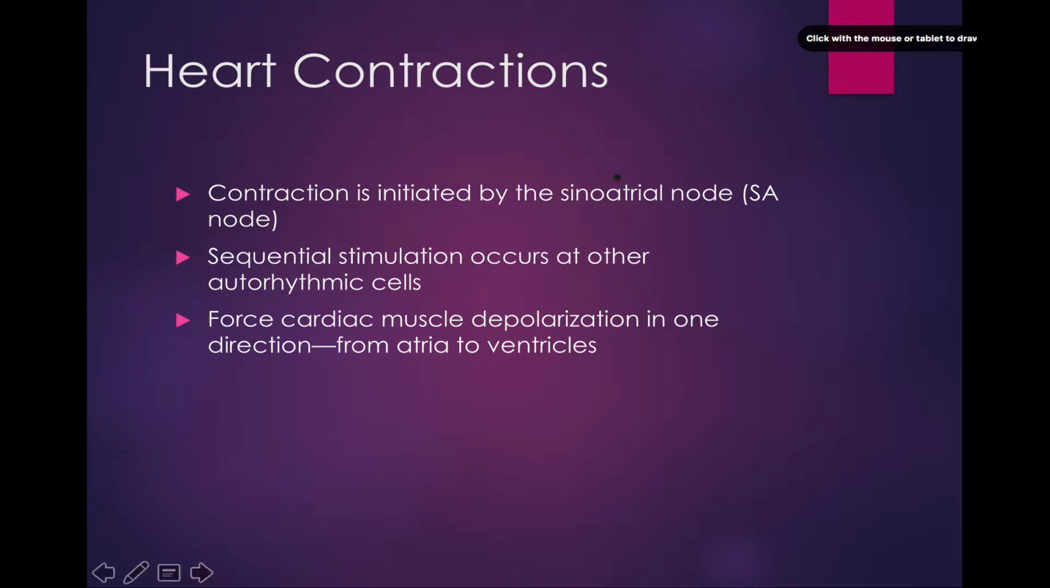So the contraction of the heart is initiated by the SA node. Sequential stimulation will occur at other autorhythmic cells. So that means that they're going to contract all at one time because they're on an auto cycle. So they're making sure that they're going at the same time. And then your cardiac muscles are depolarizing in one direction.